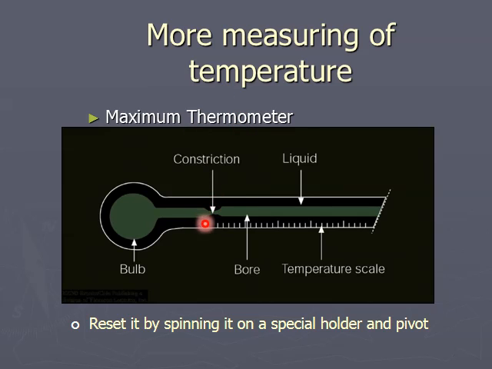It has a restriction right here. As the liquid gets pushed up, it gets pushed up when it hits a maximum, and then when it cools off, it doesn't go back down so easily. And you can come back at any time to figure out what the maximum temperature is. And the way they reset it is they spin it, and it forces all the liquid back into the bowl.